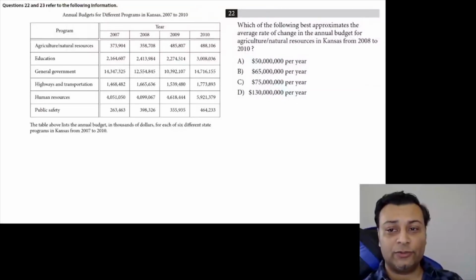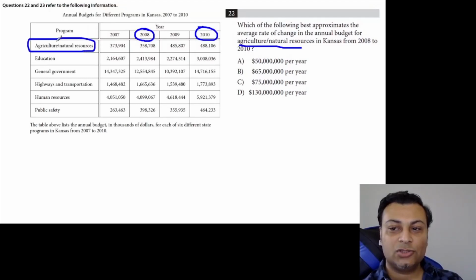Questions 22 and 30 refer to this table. Which of the following best approximates the average rate of change in the annual budget for agricultural natural resources in Kansas from 2008 to 2010? 2008 to 2010, agriculture / natural resources, that's this only. So we're going to be looking at this number here and this number here. Average rate of change means we subtract and we divide by the time it took. So let's look at that real quick.